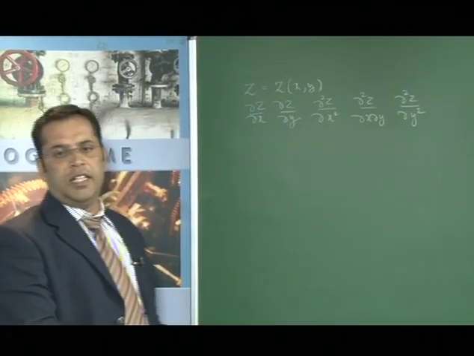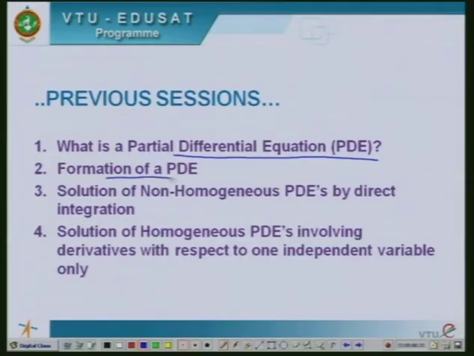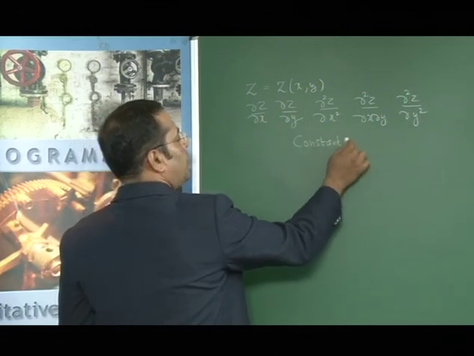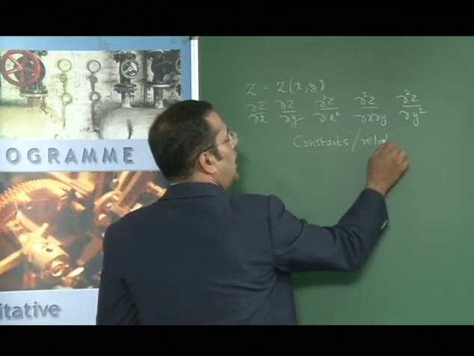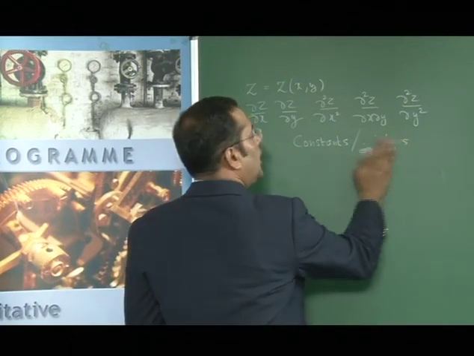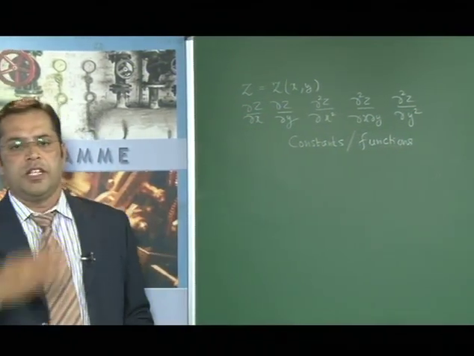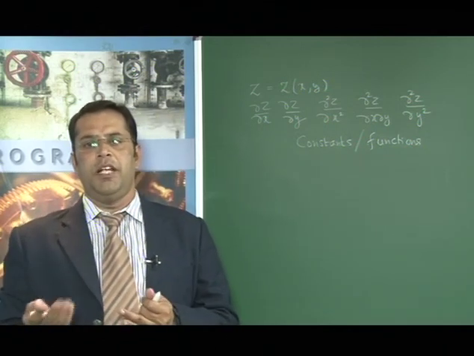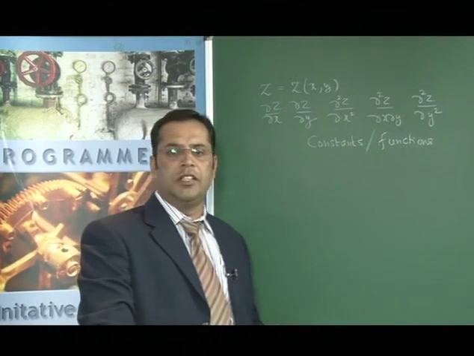Then in the sessions, we have seen how to form a PDE. Given a relation, how to exactly form a PDE. We have seen that the formation can be done by the elimination of arbitrary constants and functions in a given relation. So, given an expression which contains constants as well as functions, you can obtain the PDE by eliminating either the constants or the functions in the relation. We have seen many examples based on that.